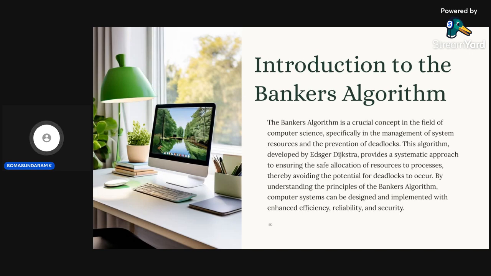Then what are the characteristics of deadlock? Necessary conditions for deadlock: mutual exclusion, hold and wait, no preemption, circular wait. Mutual exclusion: only one process at a time can use the resource. If any other process requests the same resource, the requesting process must be delayed until the resource has been released.